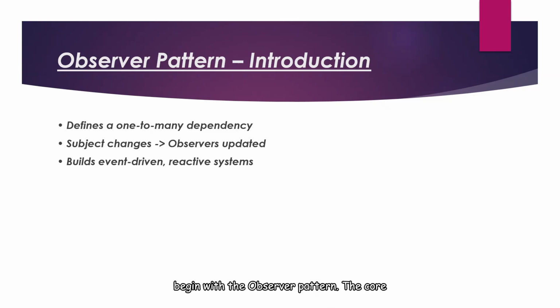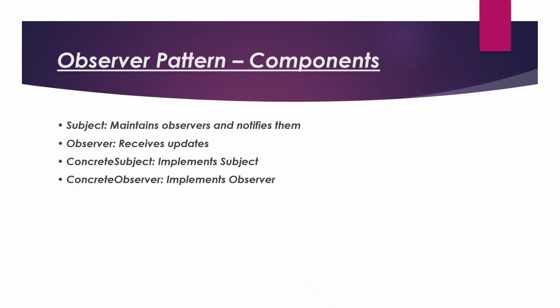The core idea behind this pattern is simple yet powerful. When one object's state changes, all its dependents should be automatically notified and updated. This establishes a one-to-many relationship between objects where the one is called a subject and the many are observers. This pattern is crucial in event-driven programming where different parts of a system must react to changes elsewhere without being tightly coupled together. Now let's break down the main components involved in the observer pattern.